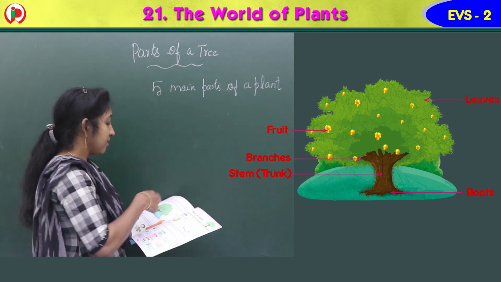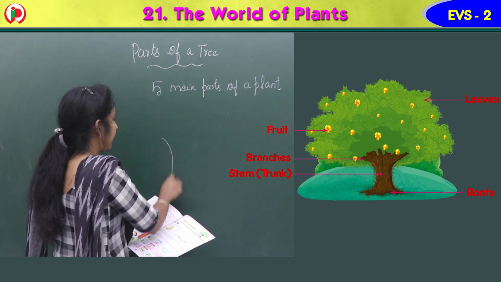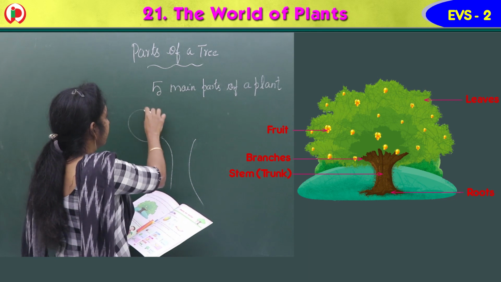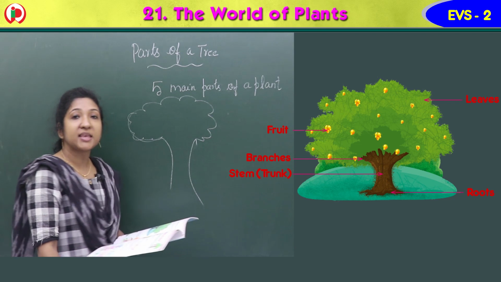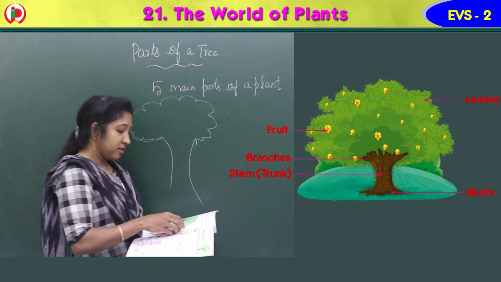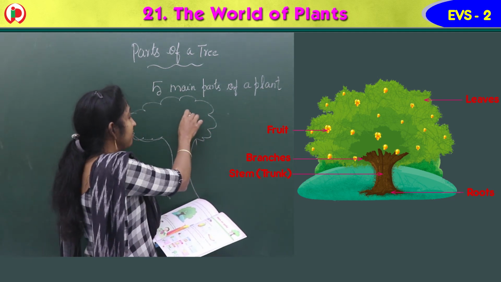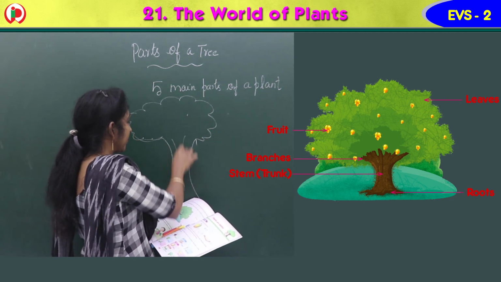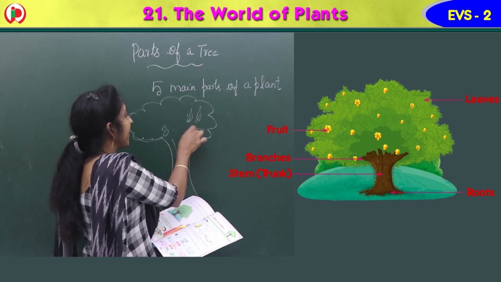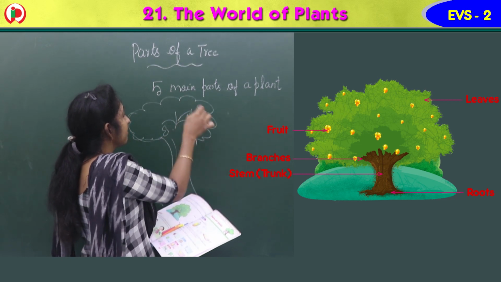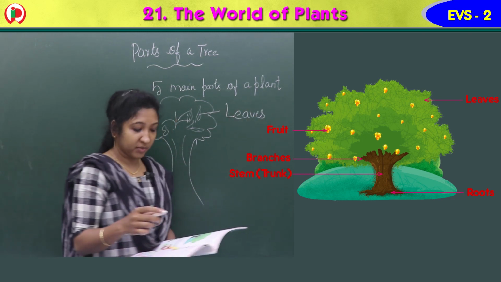Okay, let's see. Here that green color thing. What is that? Yes, they are leaves. They have shown a big tree here. In the image you can see a big tree, full of green color. They are leaves actually. Small leaves we can see inside. Leaves, L-E-A-V-E-S.